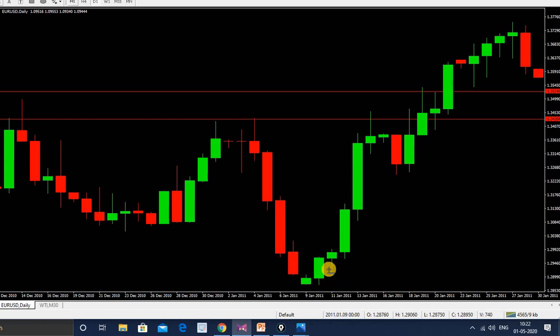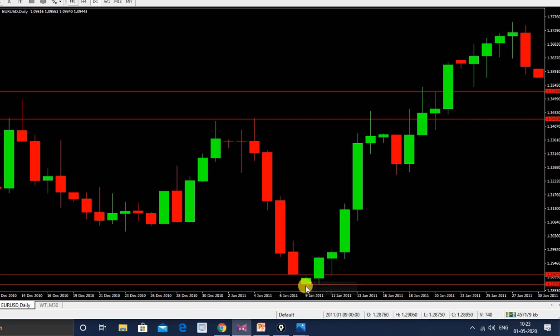Okay, so this one, if you take drop, base, rally, then your one zone will be here. See, this is a very tight base, so we are going to take wick to wick. Here you don't take body to wick, so your one zone is going to be this wick to wick.